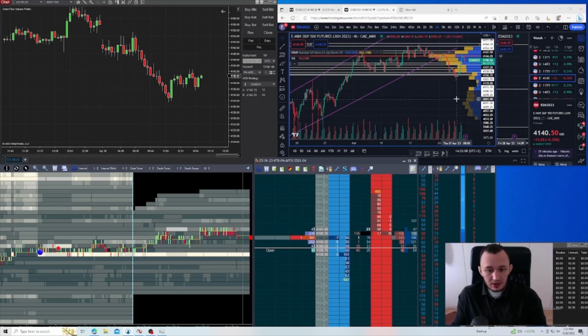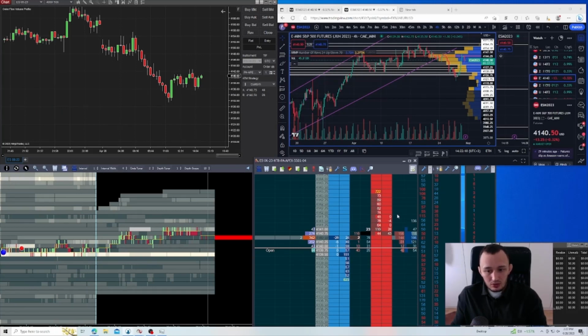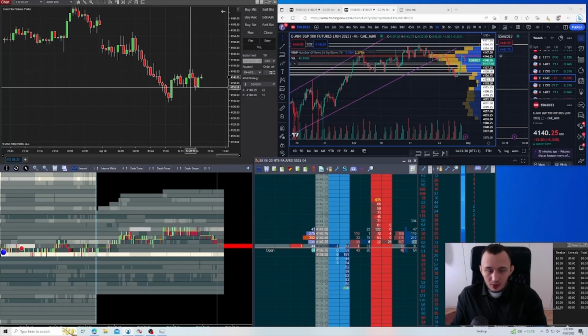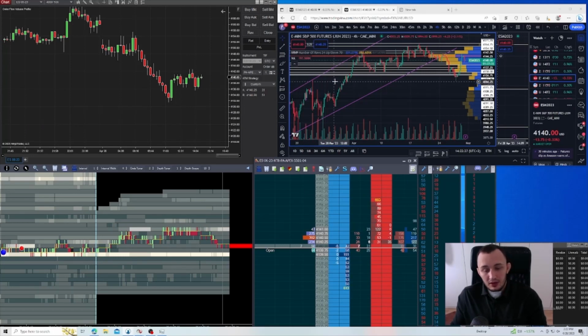So the basics of my trading strategy. Once again, I look at the footprint, I look at the time and sales, the tape. I also try to look for absorption here, and I also like to look at price action in general.